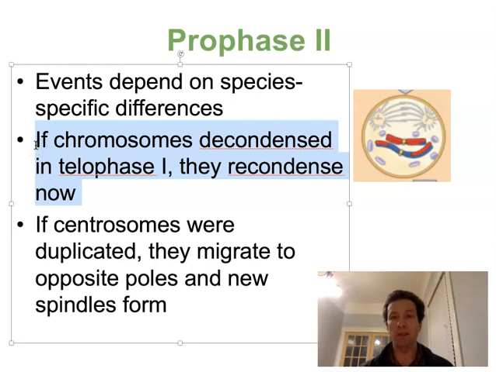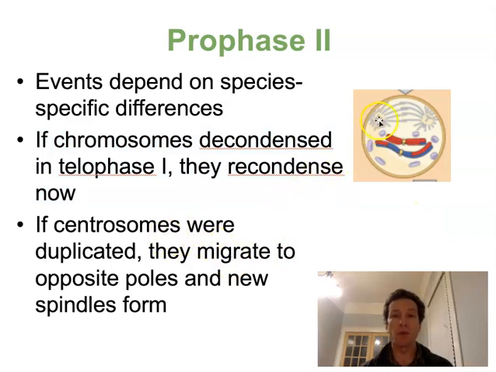So for our purposes, it's easiest to assume that the chromosomes just stayed condensed the whole time, and that the nuclear envelope did not reform. And that, I think, will give us a good general understanding of the process.